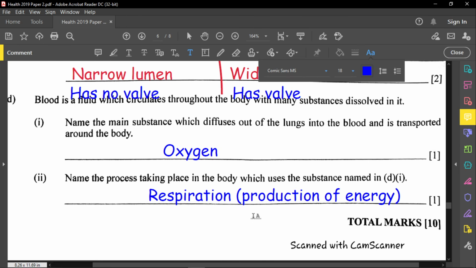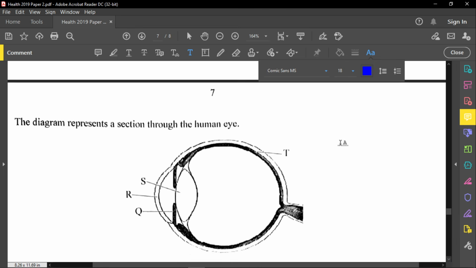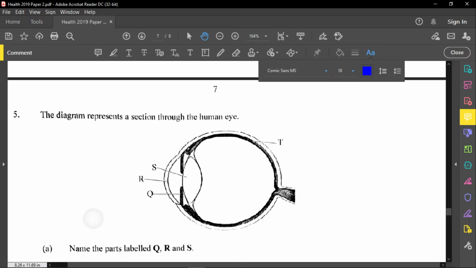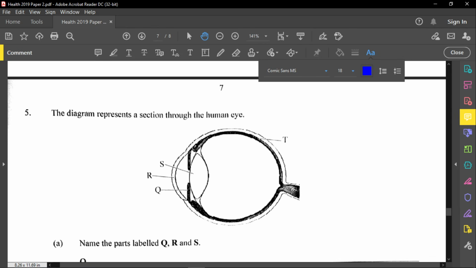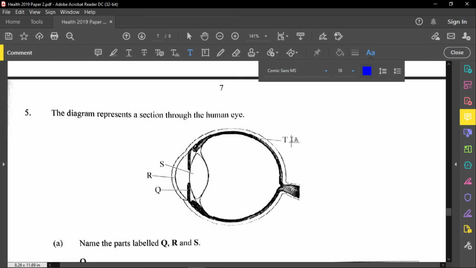All right, so great. We're finished with that question. Let's go to the next question right here. And let me just get a little bit more zoom into this so we can see the entire thing. This is question number 5, and we have one more question to go. And so this one said the diagram represents a section through the human eye. And so let's quickly label this. And here is the retina here. All right, S is the lens.